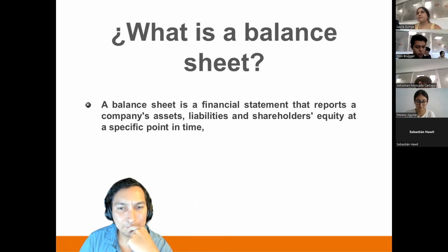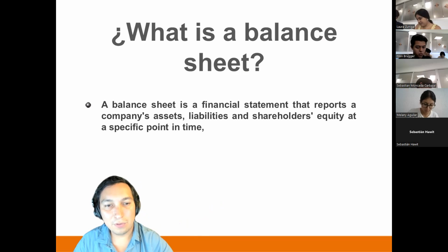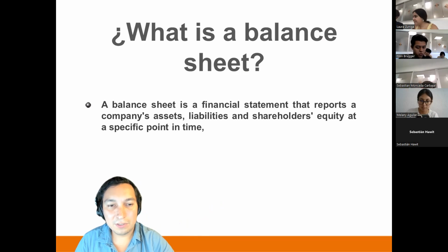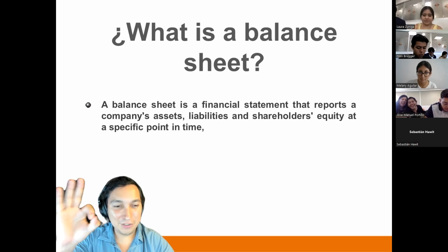So what is the balance sheet? This is the definition. I will tell you my criteria also. The balance sheet is the financial statement that reports a company's assets, liabilities, and shareholders' equity at a specific point in time. So who can remember to me what an asset is? What's the definition of an asset? Melanie? Resources and right of claim. Awesome, nice. And the liability? The obligation to pay.